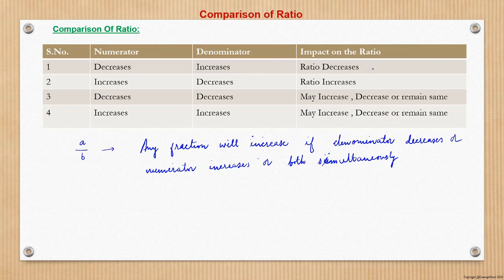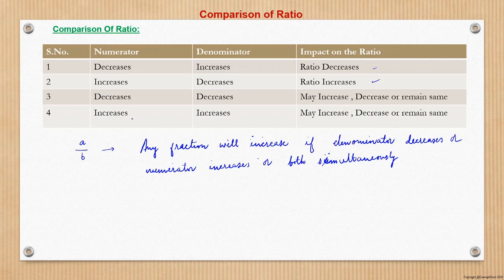So the ratio will decrease. Now when the numerator increases while the denominator decreases, the ratio will again increase, right? It will increase. Whereas when the numerator decreases while the denominator also decreases, now this is a dicey case. We cannot say for sure what will happen. It may increase, may decrease, or may remain the same also.